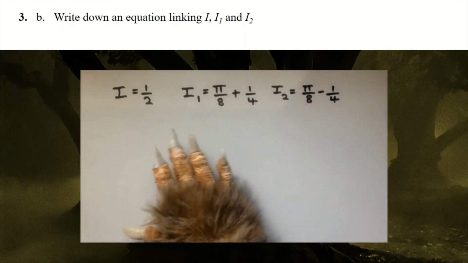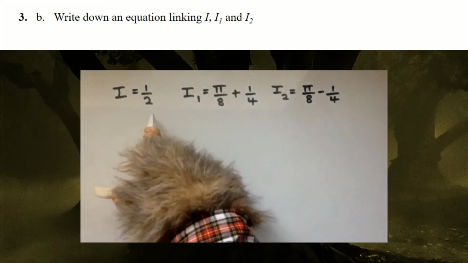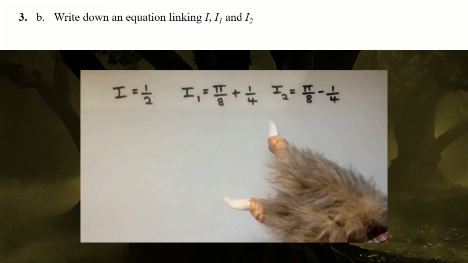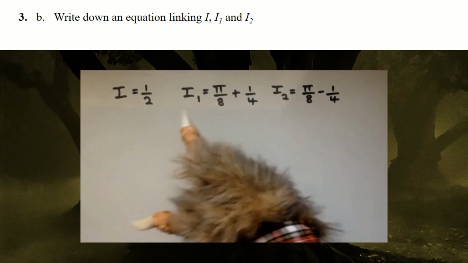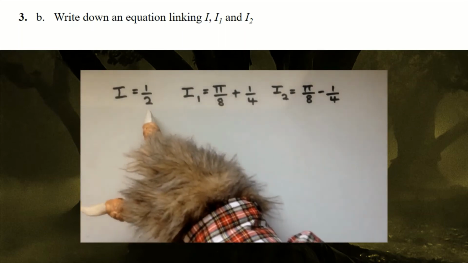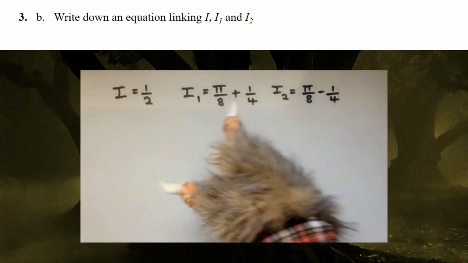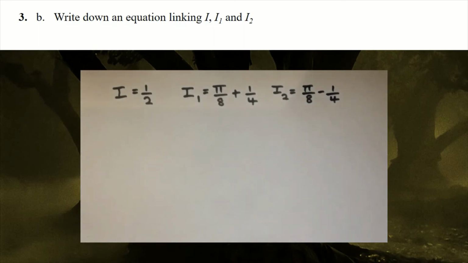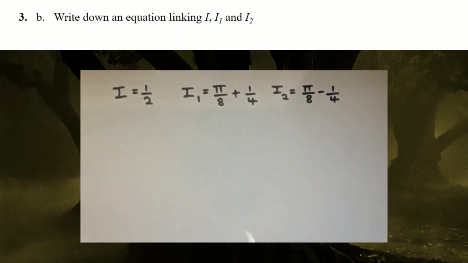Now we have the 3 values from the first 3 questions. So I is 1/2, I1 is pi over 8 plus 1/4, and I2 is pi over 8 subtract 1/4. What we're asked to do is to form some sort of equation linking these 3 solutions. Now I'll just leave the I for the moment. This is my target in a sense, because it looks like it's the simplest value. Is there a way I can form the value 1/2 from what I have here?